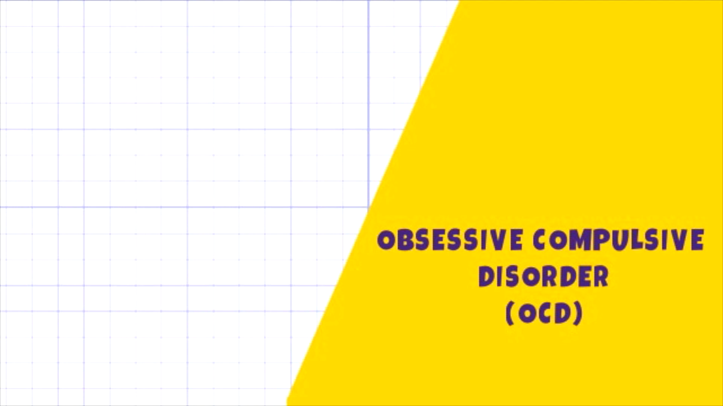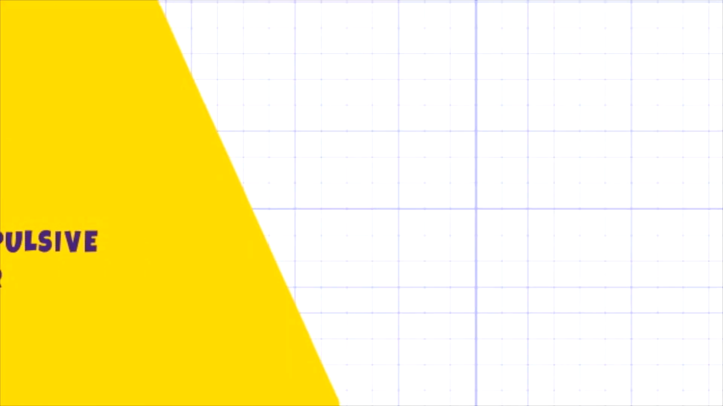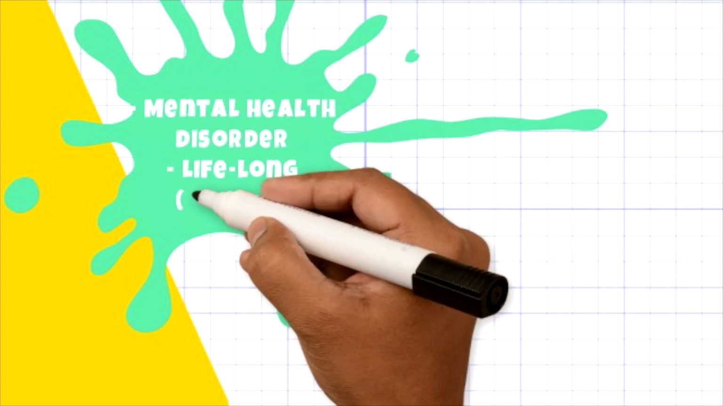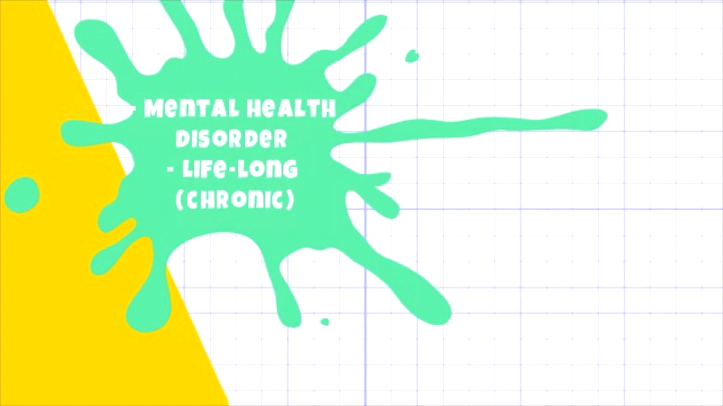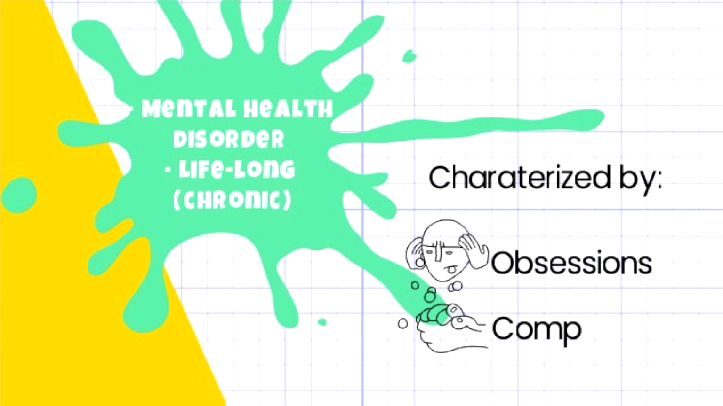In this video, we are going to talk about obsessive compulsive disorder, OCD. So let's see, what is OCD? OCD is a mental health disorder. It's a lifelong chronic condition in which the symptoms may come and go over time. OCD is characterized by persistent obsessions and compulsions.